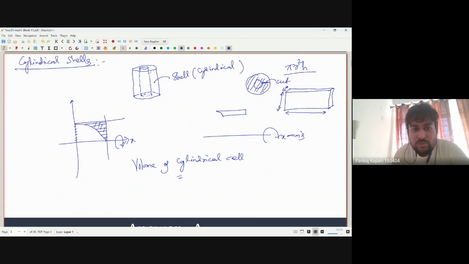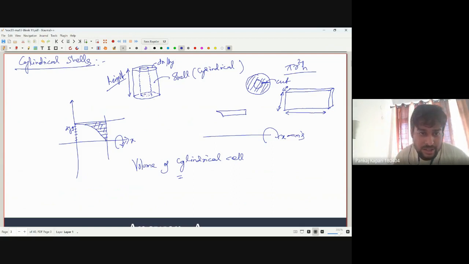So we assume that each cell has some thickness. Let's call this thickness dx or dy. In this case, our thickness, this small length, we call dy. And then this is the height of our cell, and there is a radius of our cell.